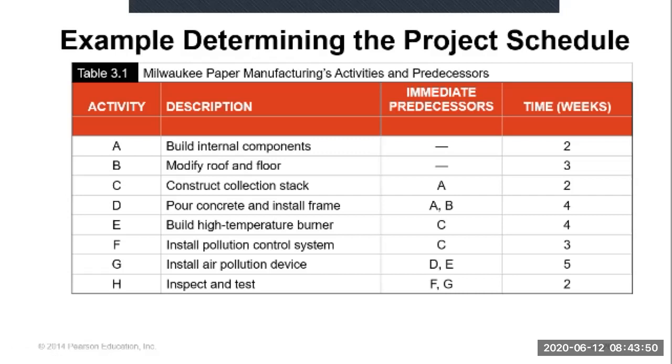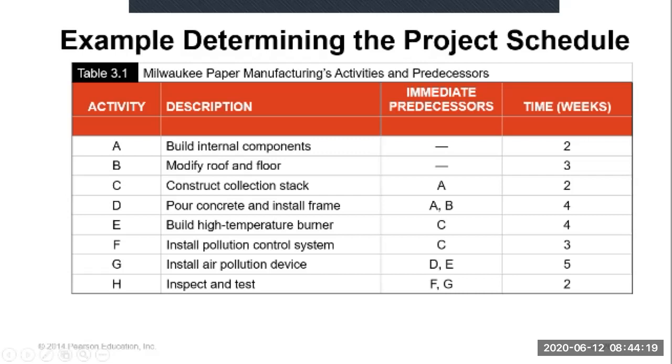They have 8 activities: build internal components, modify roof and floor, construct the collection stack, pour concrete and steel frame, build high temperature burner, install a pollution control system, install air pollution device, and inspect and test. That means the installation is complete.